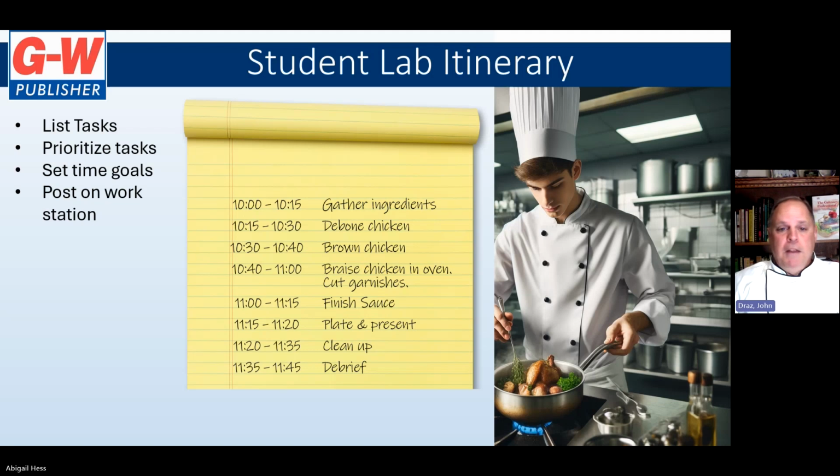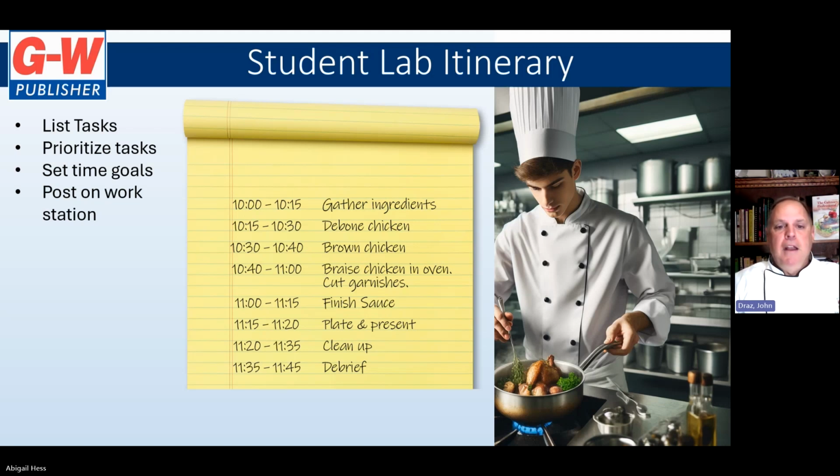And while it's braising in the oven, we're going to be cutting our vegetable garnish for the end, and then finish the sauce, and plate up and present, and everything down in a time schedule, kind of like the way you run a railroad. This is really effective. In order to do this, students have got to go through identifying the tasks, putting them in proper order, or prioritizing them, and then allotting a certain amount of time for them.